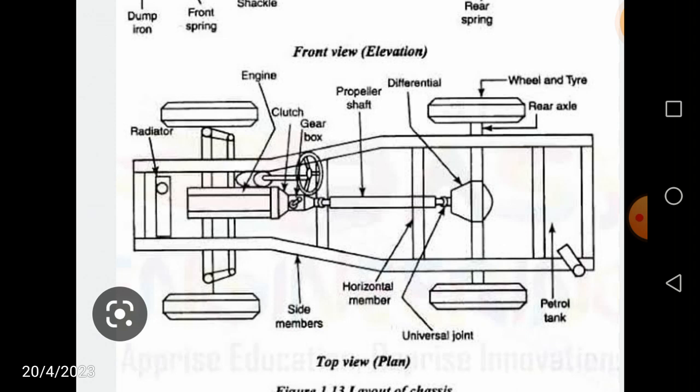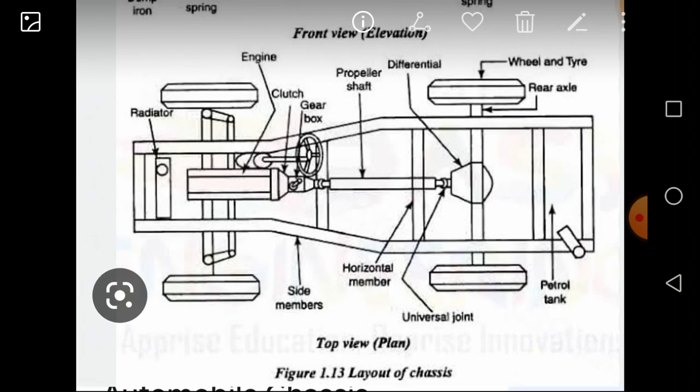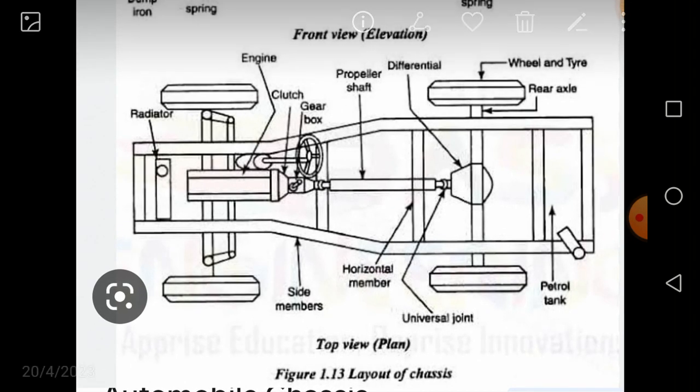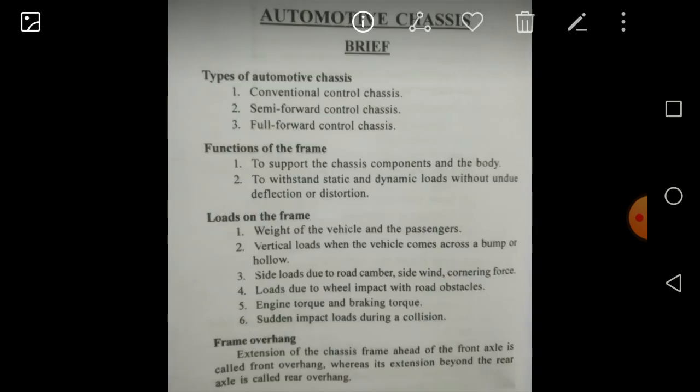Finally we have a differential on the rear axle. We have a front axle and a rear axle, and the rear axle is connected to the rear wheels, wheels and tires. And overall we have a frame, friends. This is called the layout of the chassis. All these elements are there on the chassis, right friends. We have side members, and do we have any cross members? No, in this particular one we don't have any cross members. Okay, this is how your vehicle looks, right?